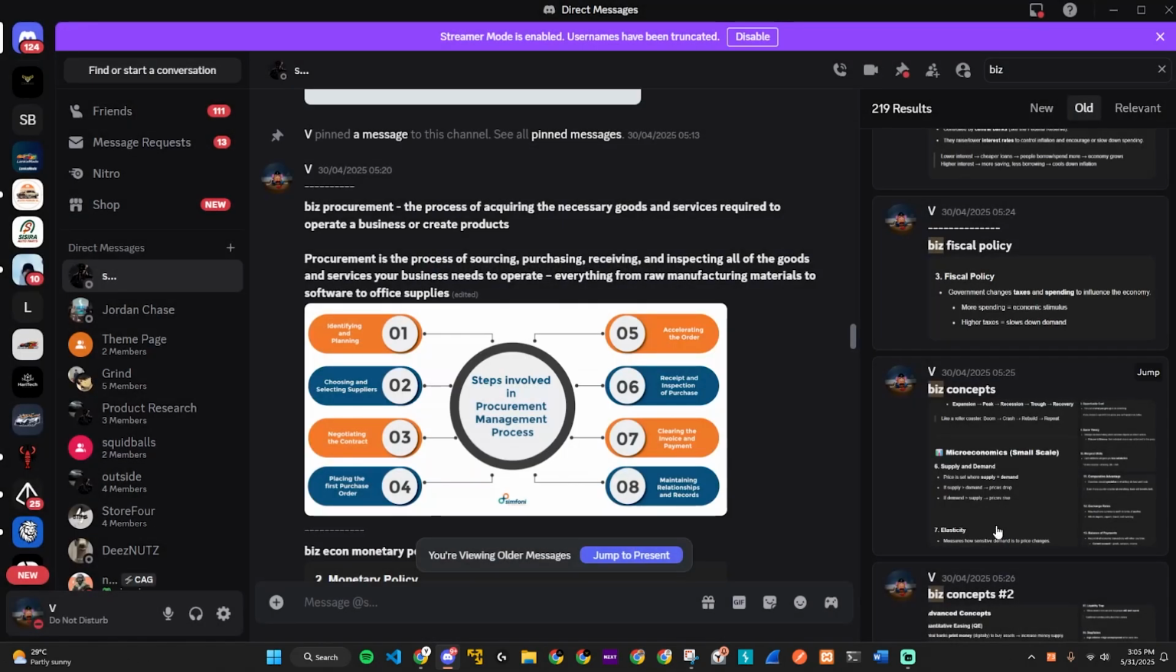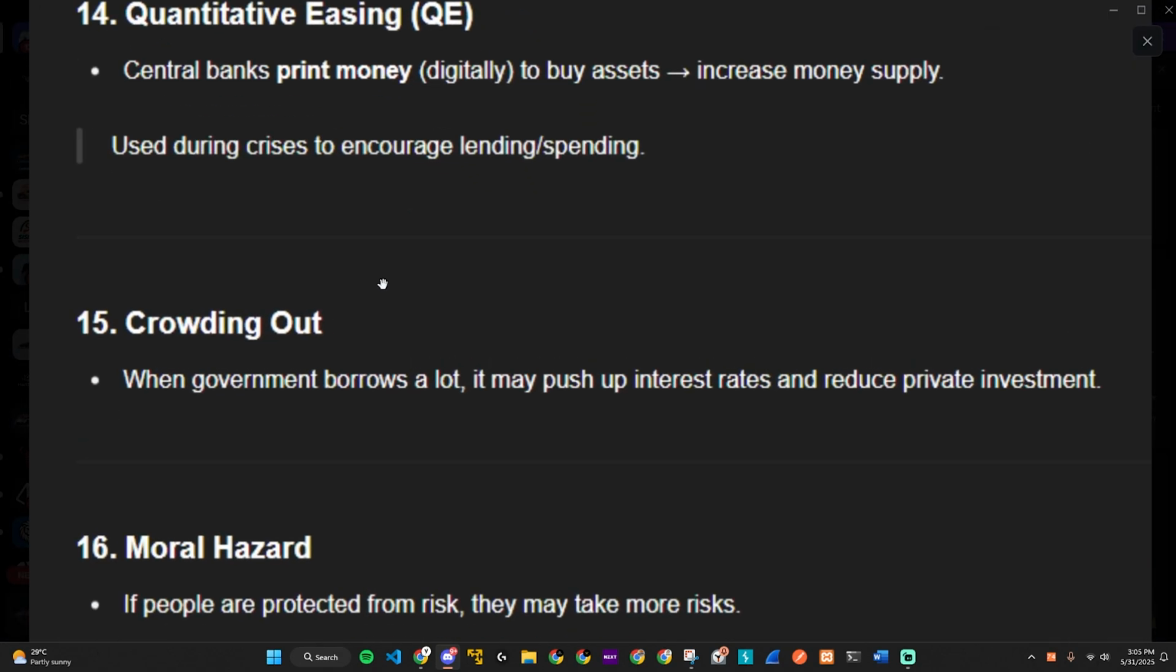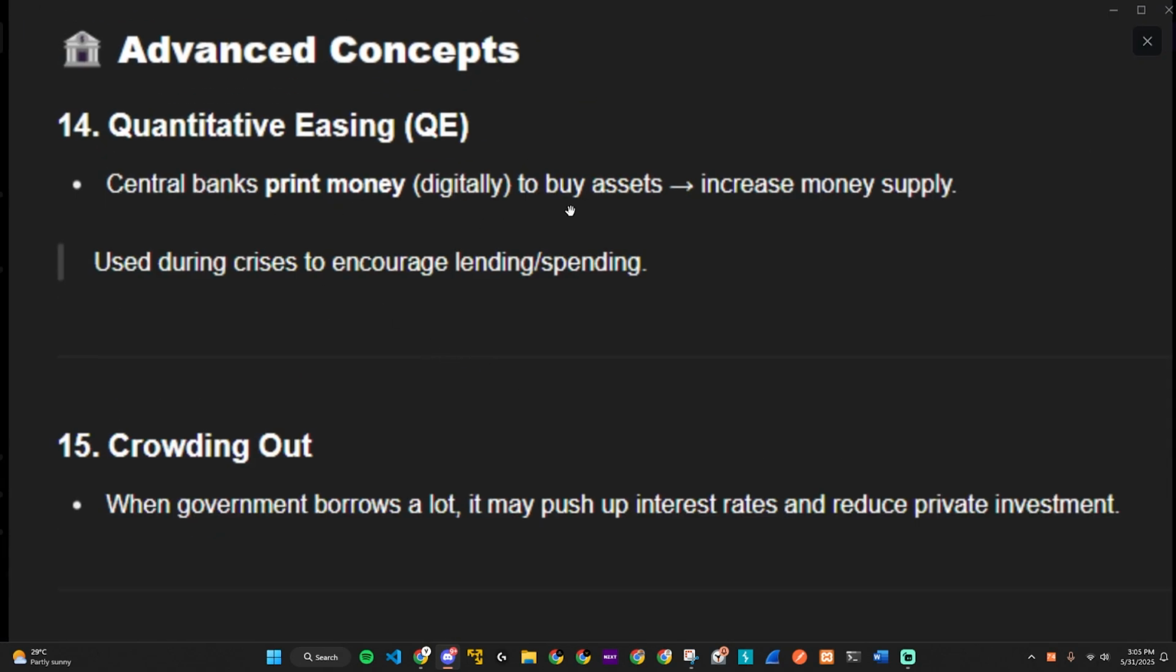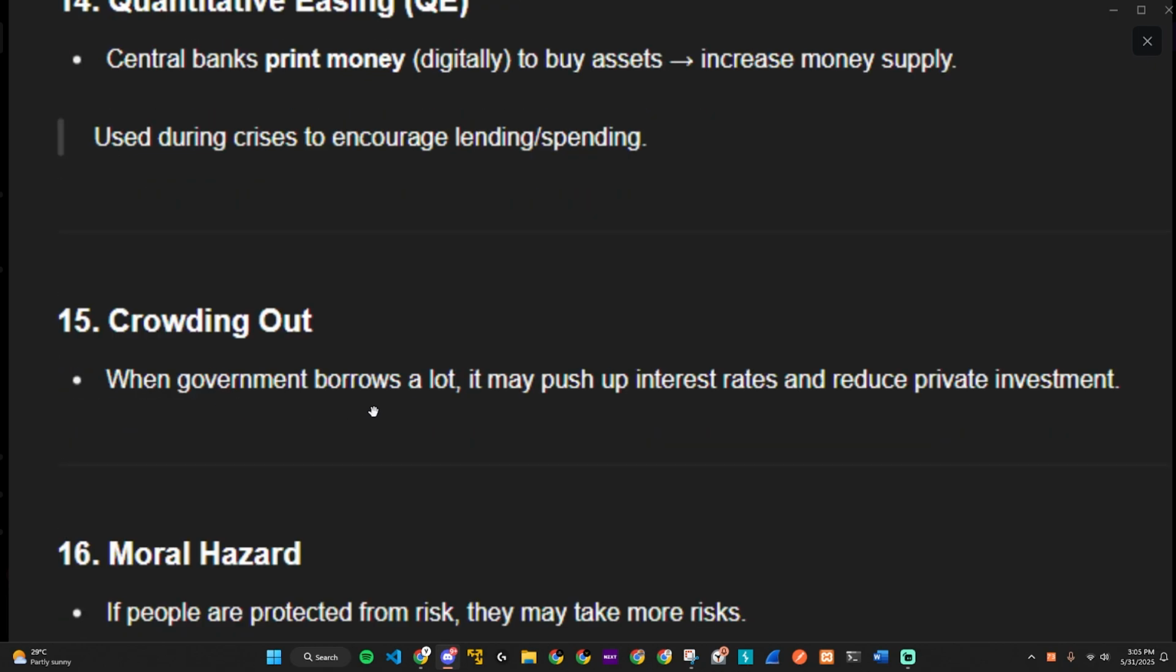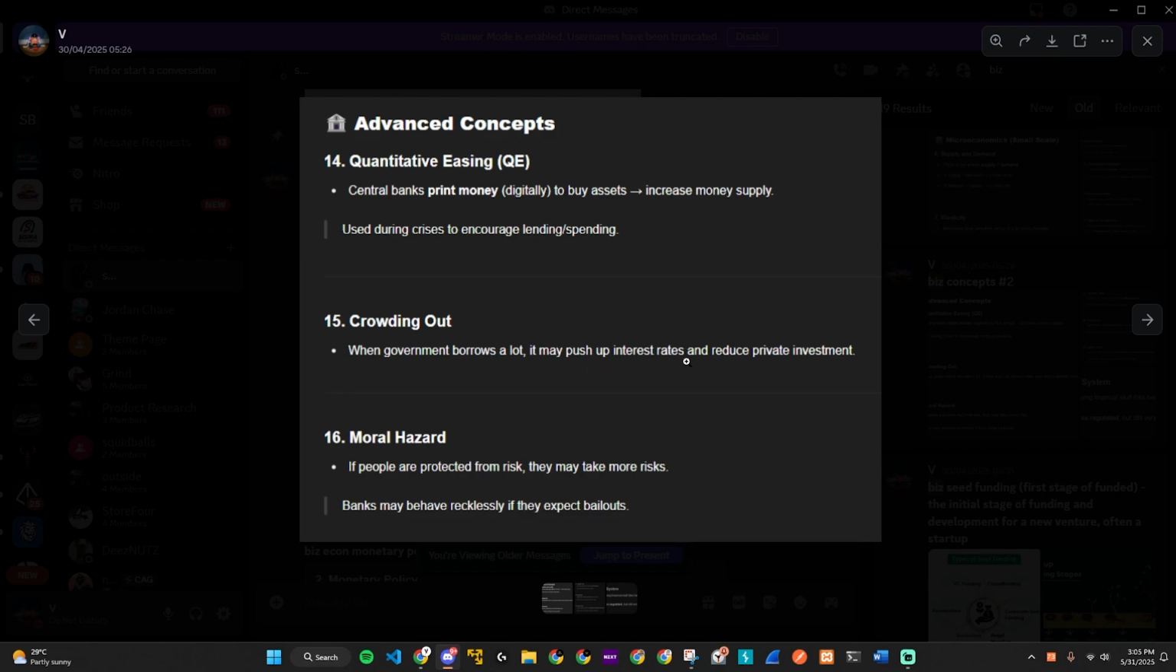So once again, concepts. Quantitative easing: the central bank prints money to buy assets, which increases the money supply, used to encourage lending and spending. Crowding out: the government borrows a lot, which may push up interest rates and reduce private investment. Moral hazard: if people are protected from risk, they may take more risks. Banks may behave recklessly if they expect bailouts, right?